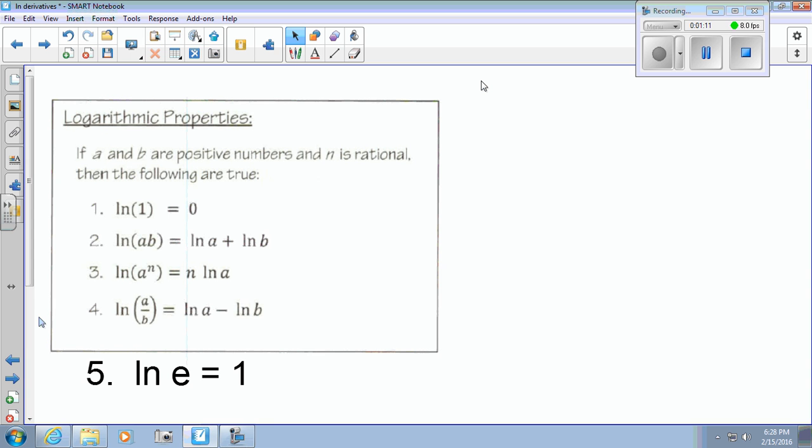You also, in Pre-Cal and Algebra 2, learned some properties of logs that are listed here, and these are things that you're going to need to be able to work with as we are taking derivatives of natural log functions. So if you will pause, write down these properties, hopefully they are familiar, and then start the video when you have gotten them into your notes.